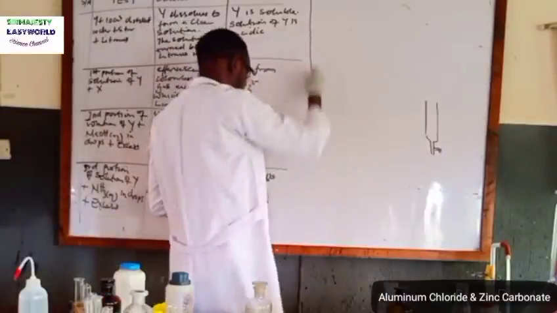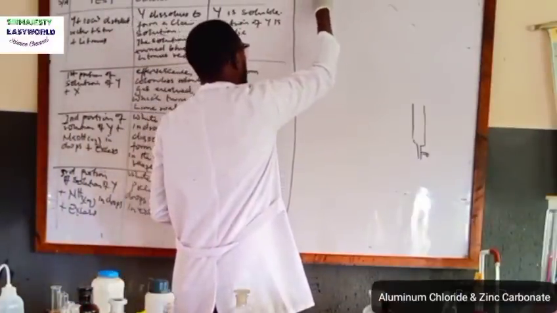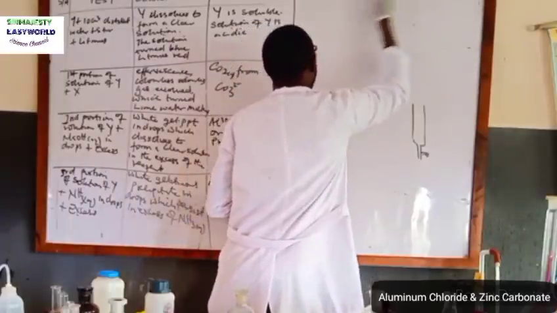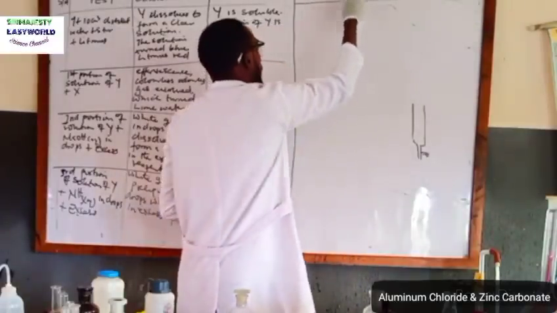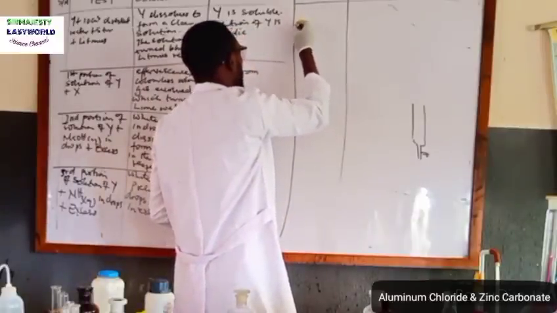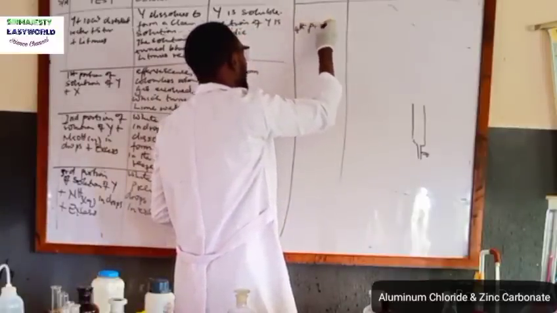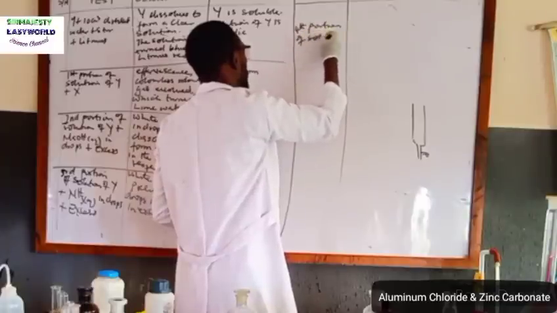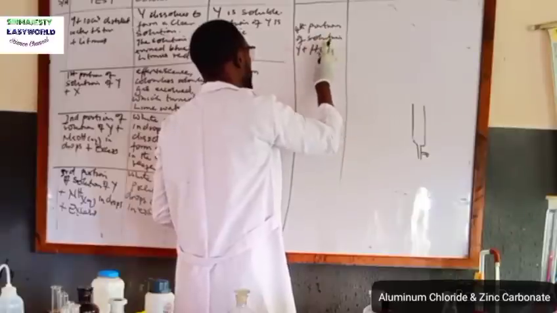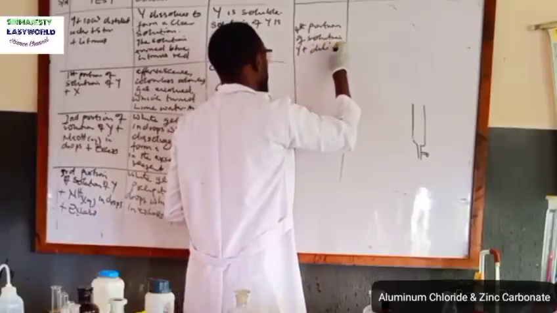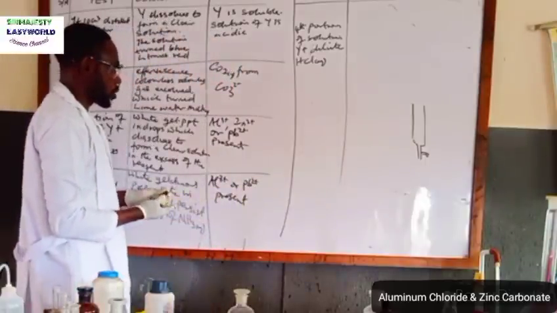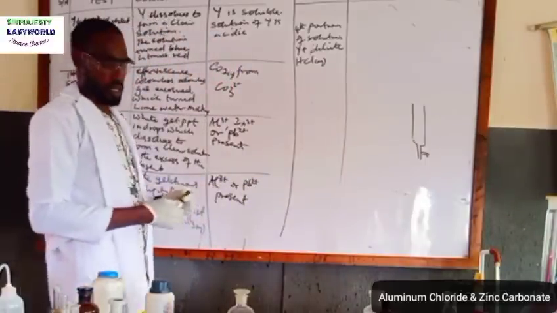To the fourth question, we are required. Here is our test, still observation, and our inference is here. So, the next one, you are required. I don't know if it's visible, I'll come down here. We are required to add maybe the fourth portion of solution Y plus dilute HCl. This step will now tell us which among aluminium or lead is present.